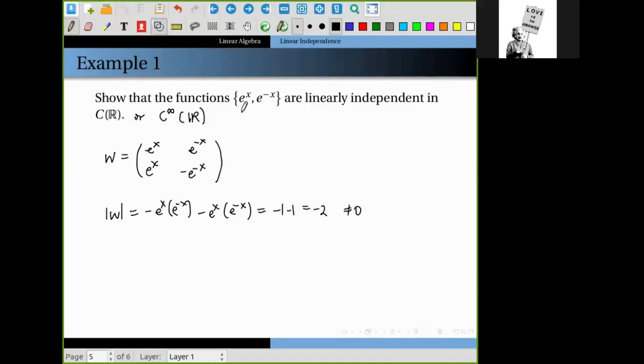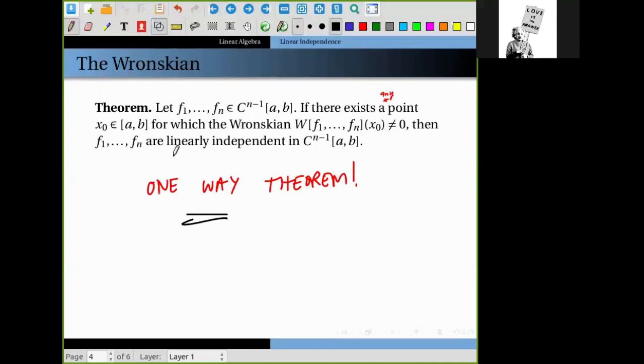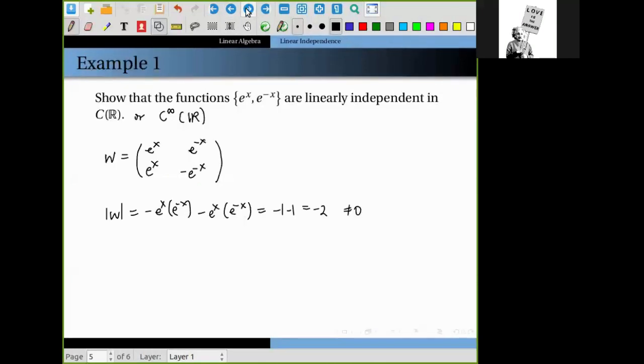And so by our theorem on the previous slide, that means that these two functions, e to the x and e to the minus x, are linearly independent. So the answer here is yes, linearly independent. And the question even says that they are linearly independent, but now we've shown it.